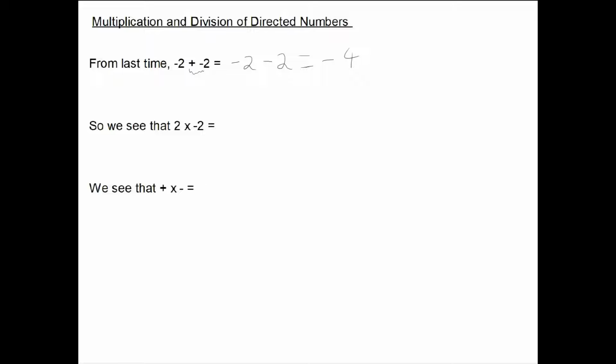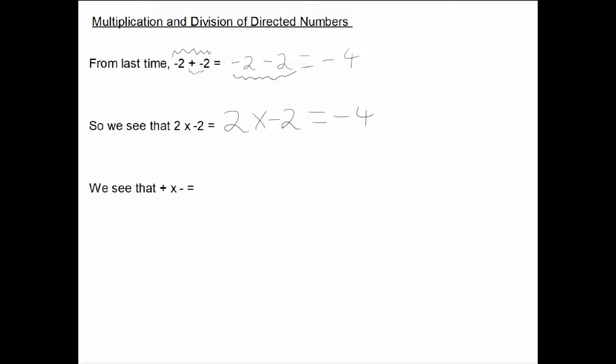Now, we should notice that this is the same as two lots of minus 2. Because minus 2 take away 2 is the same as minus 2 plus minus 2, which is two lots of minus 2. So we can say 2 times minus 2 is minus 4, because that's exactly what minus 2 plus minus 2 means. It means two lots of minus 2. So if the top line is minus 4, so is the second line here.